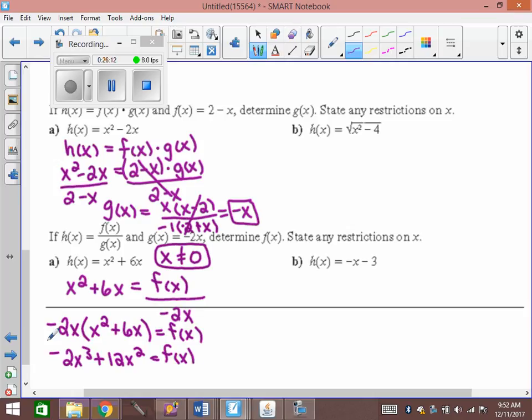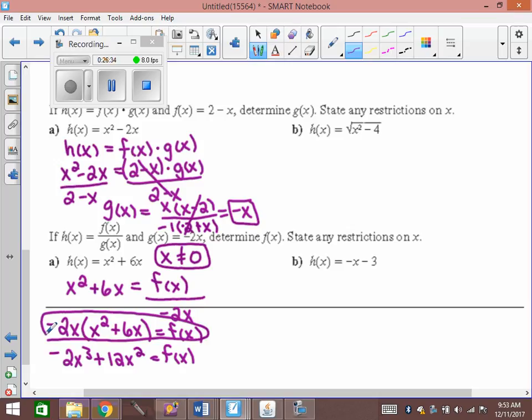So you could just leave it like this as well. To check it, you do f of x, which would be this, over negative 2x. So the negative 2x's will cancel, and you're left with x squared plus 6x, which is h of x. So you know you're right. Okay? At the end of the lesson is all the homework, if you want to look at it.